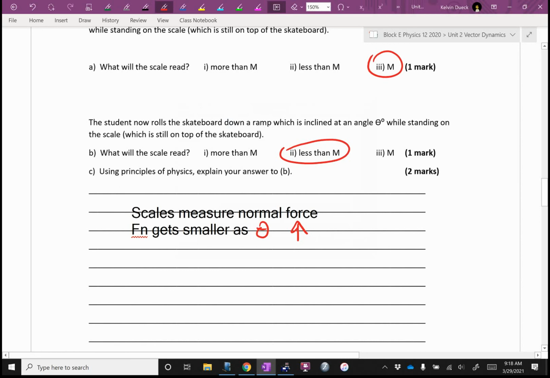Anybody else say anything else? If you did a free body diagram and showed with numbers that the normal force is mg cos theta, and cosine is a decimal, so you're always going to be smaller than mg, I would take that. If you made up some numbers and crunched them and showed that the normal force got smaller, I would absolutely take that. So mark yourself a little bit generously there. But for 2 marks specifically, I would say, remind me that scales measure normal force, and in this case, normal force is decreasing, therefore the scale measurement is decreasing. Cool.